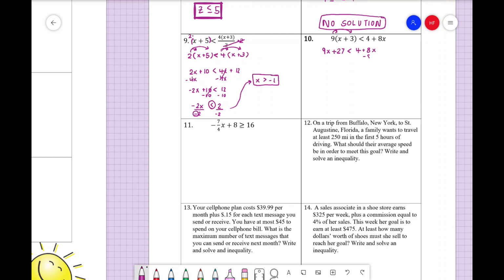So I'm going to move all my x's to one side. 9x minus 8x, I have 1x. Plus 27, less than 4. I want to get that x by itself, so I'm going to subtract that constant out of there. So x is less than, we only subtracted, we didn't divide by a negative. So this sign stays the same, less than. 4 minus 27 is negative 23.